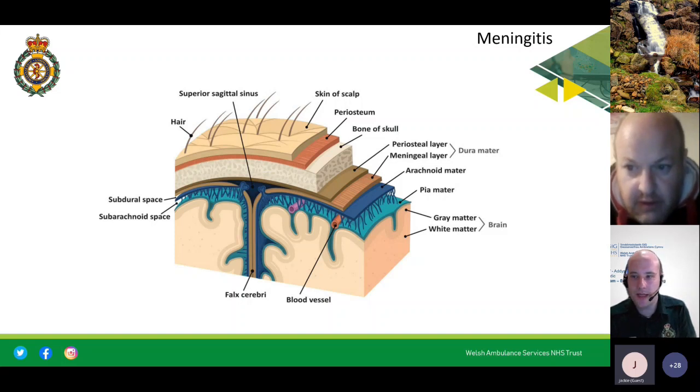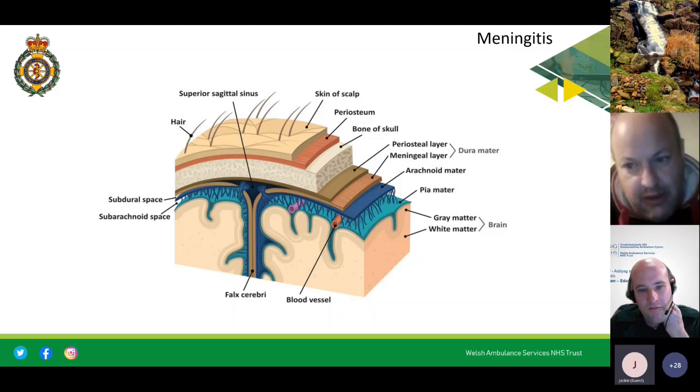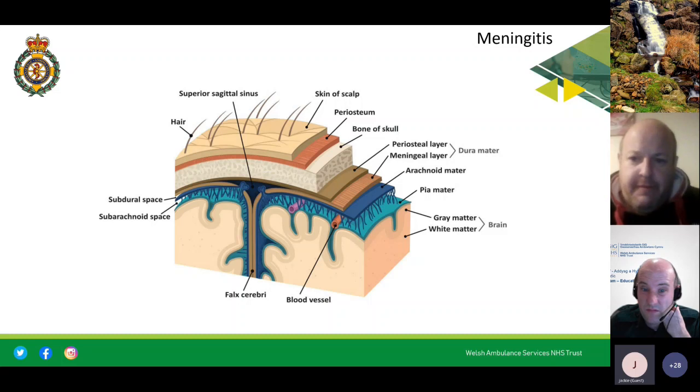Meningitis then. So what is meningitis? Basically, it is the inflammation of the layers that protect the brain. So we're talking about the meninges, the three layers. So we've got the skin, we've got the skull, then we're looking at the three protective layers: the dura mater, arachnoid mater, and the pia mater. So this is the inflammation of the layers that protect our brain.